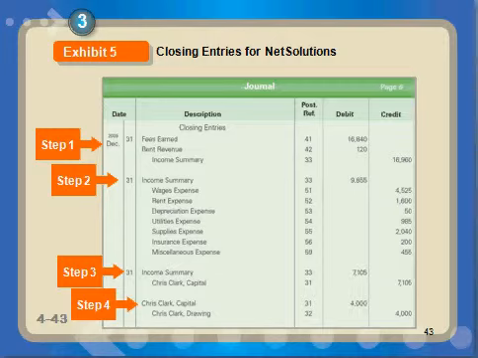The first journal entry, we debit the fees earned and the rent revenue and credit the income summary. The second one, we debit the income summary and credit each one of our expense accounts. The third one, we debit the income summary and credit the capital account, because Net Solutions had a net income for the period. And then the fourth journal entry, we debit the capital account and credit Chris Clark Drawing account to zero it out.